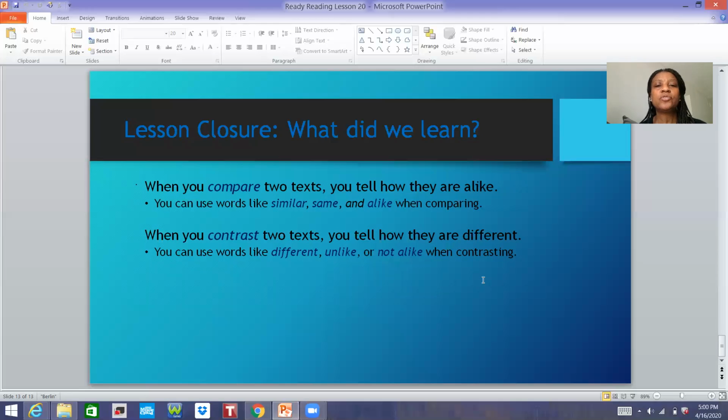When comparing and contrasting, you may use a Venn diagram as well to classify your information. We can put the information of how they are alike in the middle, and we can put how they are different on the outside.